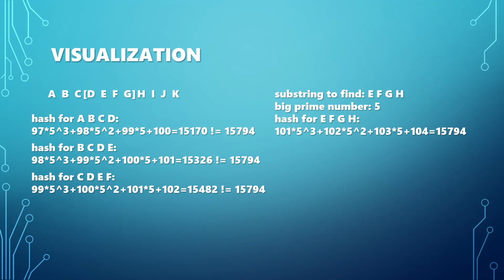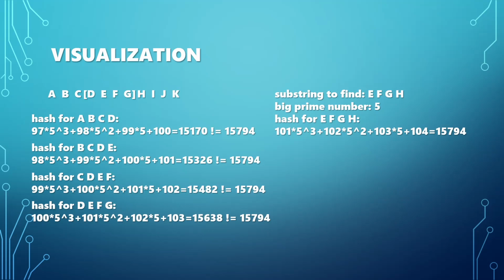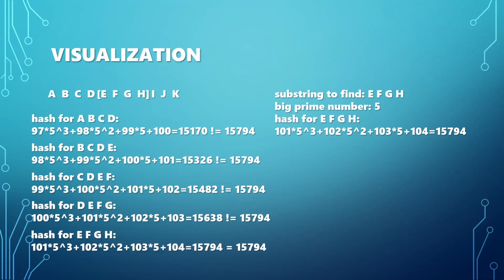Go on. The next substring is much closer, but still we didn't get an appropriate number. Maybe this substring will give us the correct hash we need to find. Let's check it. Oh, let's go. We've just got the hash we need.